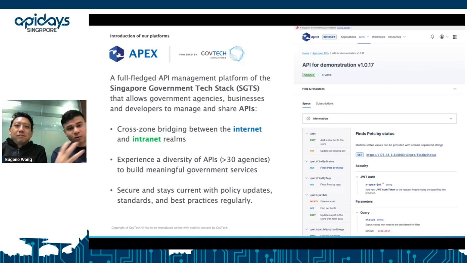The other benefit that Apex provides is that we help all our tenants, any of our agencies, stay secure and relevant with all the best practices in API management. So if you onboard with us, that's great. We'll take care of all the heavy lifting for you, and you get to focus and enjoy your API innovations on your own time and pace.